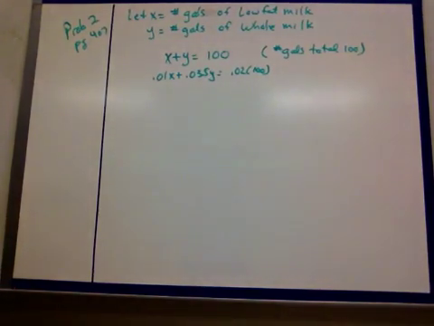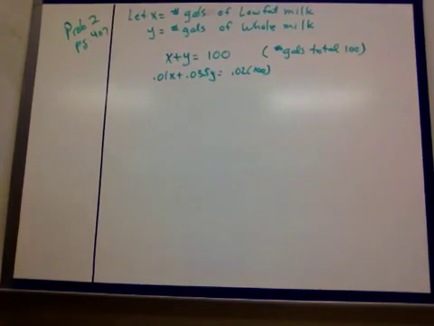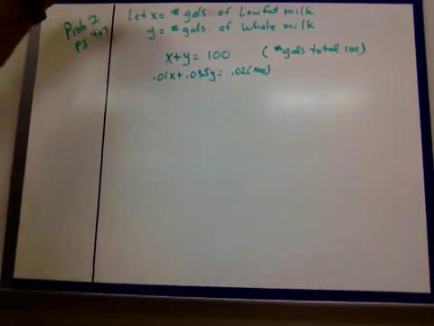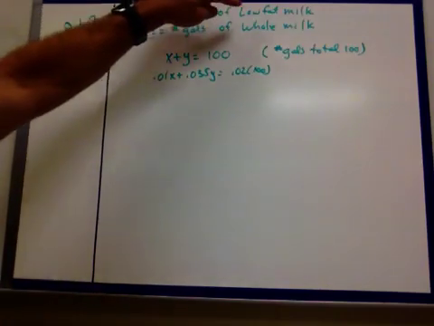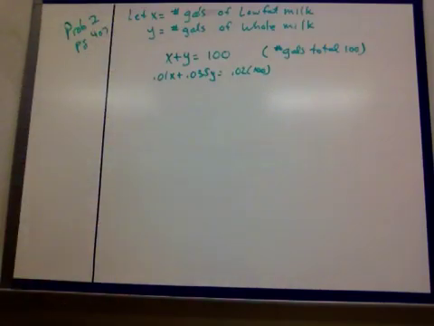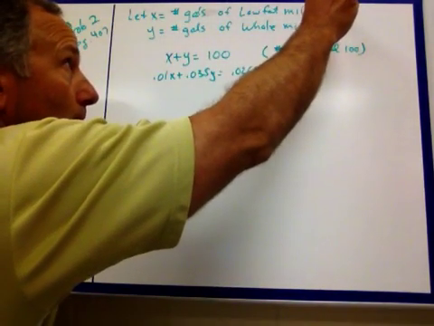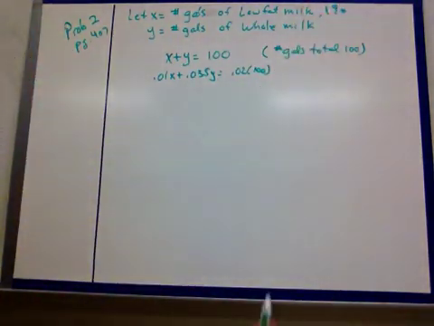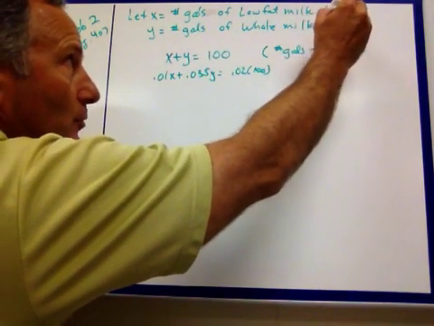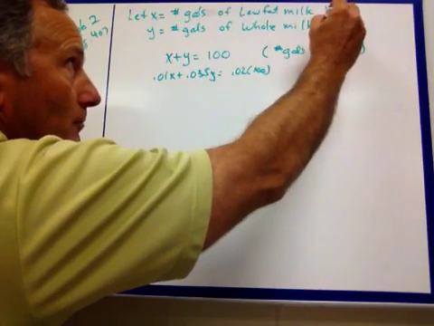All right, problem 2. A dairy farmer produces low-fat milk containing 1% fat and whole milk containing 3.5% fat. How many gallons of each type should be combined to make 100 gallons of milk that is 2% fat? So I have two unknowns here. They asked us to find how much of each. I'm going to make x equal the number of gallons of low-fat milk, that's 1%, and y the number of gallons of whole milk, that's 3.5%.